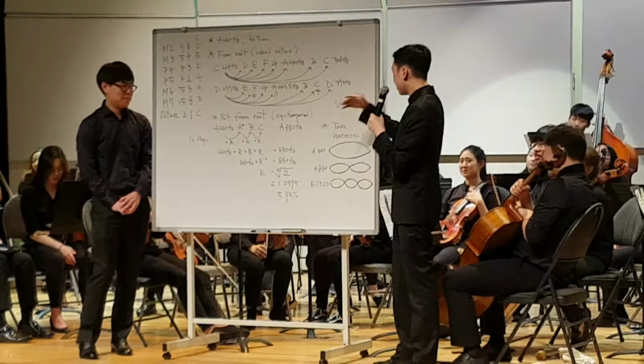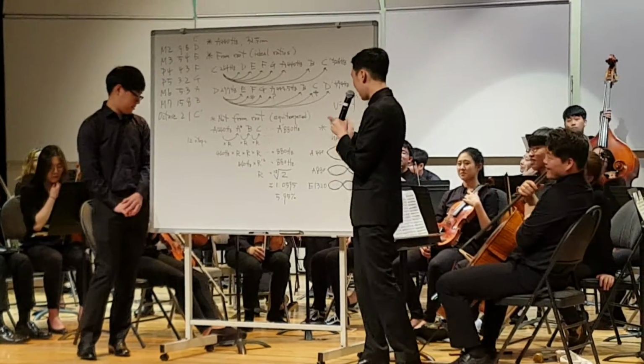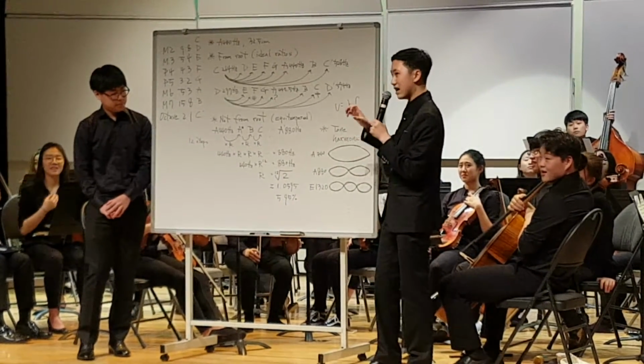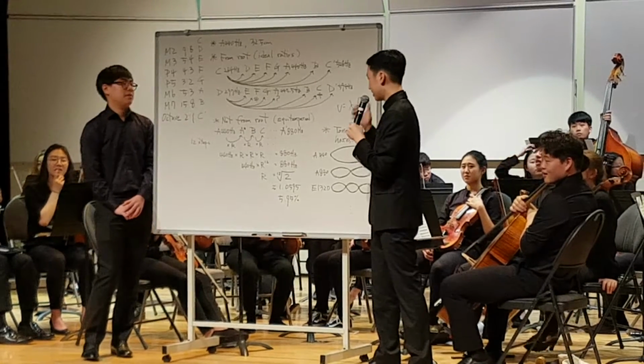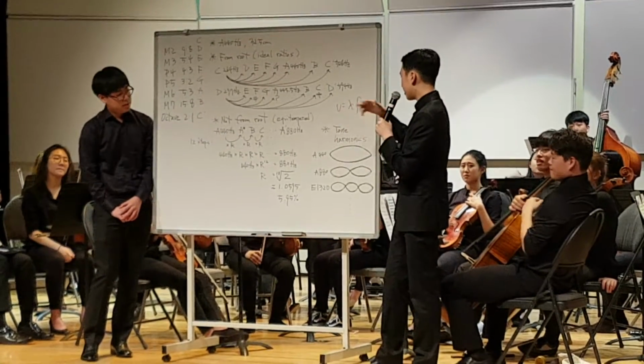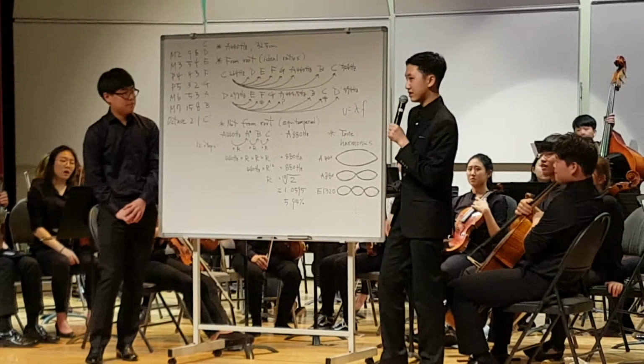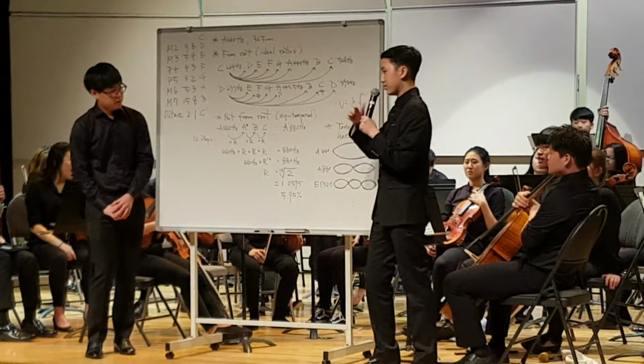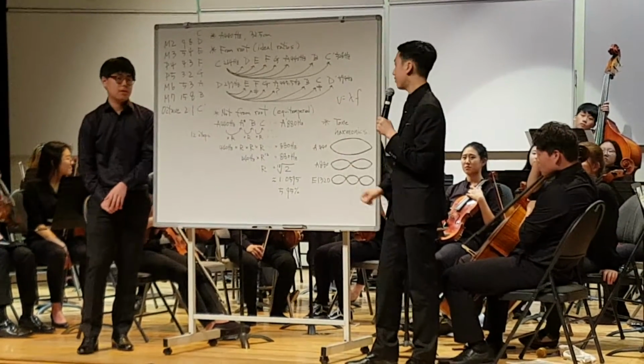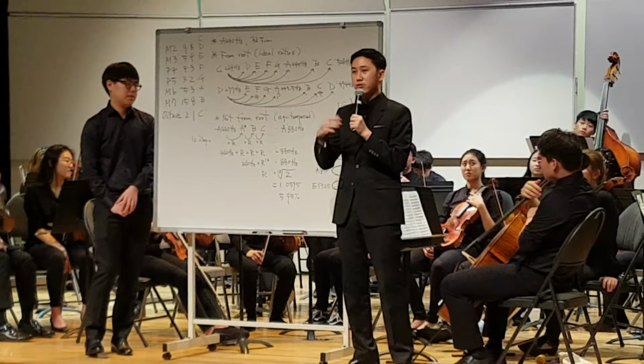Right now, we have speed equals lambda times f, and this equation is actually derived from harmonics. This is speed, and lambda signifies the wavelength, which is basically the length the wave travels through, and the frequency is basically how many waves per second there are.